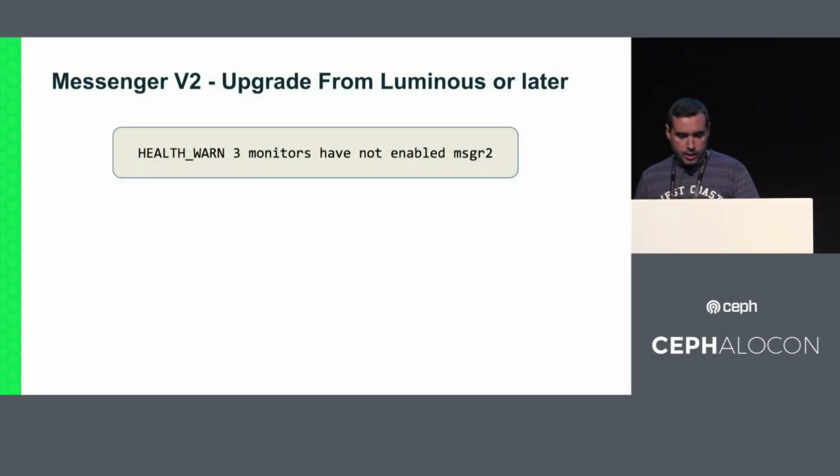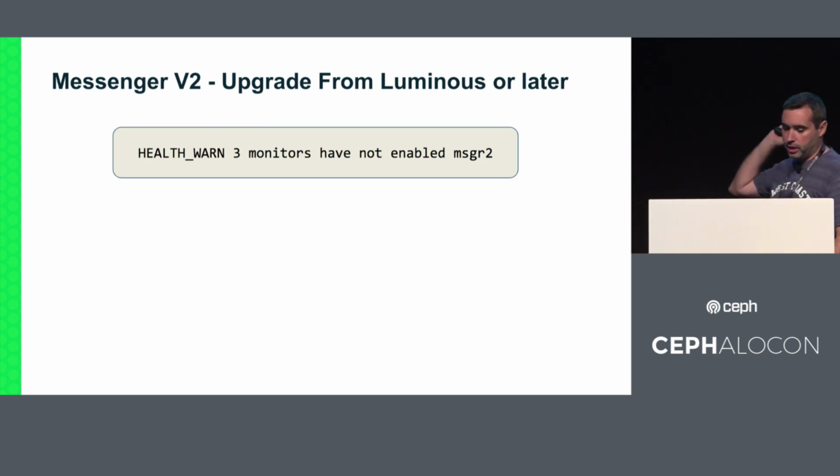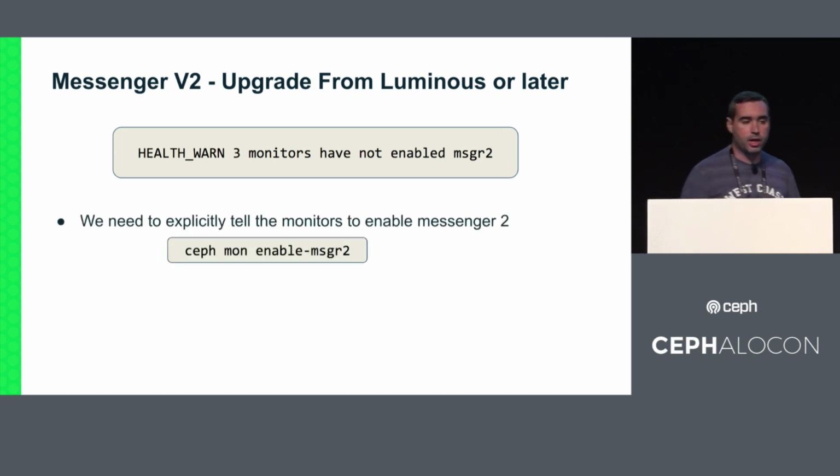So, upgrades from Luminous or later, which includes Mimic. You have a Luminous cluster and do the upgrade to Nautilus. You will probably see this message saying that the monitors don't have Messenger 2 enabled. This basically means that after an upgrade, if we want to use the Messenger 2 protocol, we need to explicitly tell the cluster, please start using Messenger 2. And we can do that with a mon command called ceph mon enable-msgr2.